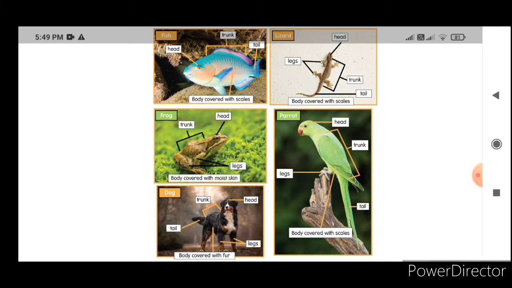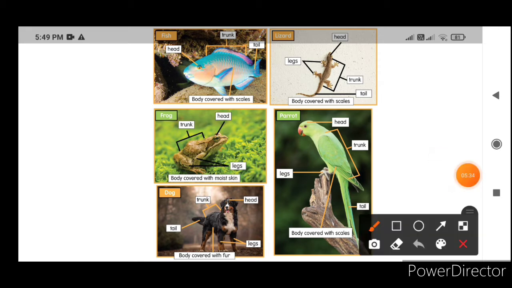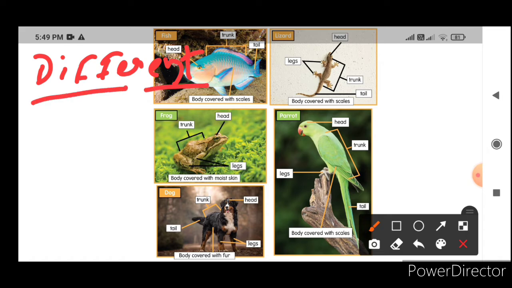So note down whatever you observed in these pictures, please note down in your activity column. Is it completed? Now we'll find out the differences among these animals. What differences are you able to find in these animals? Are you finding any differences between them?